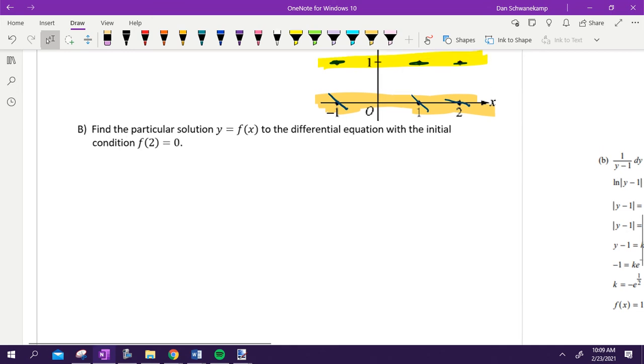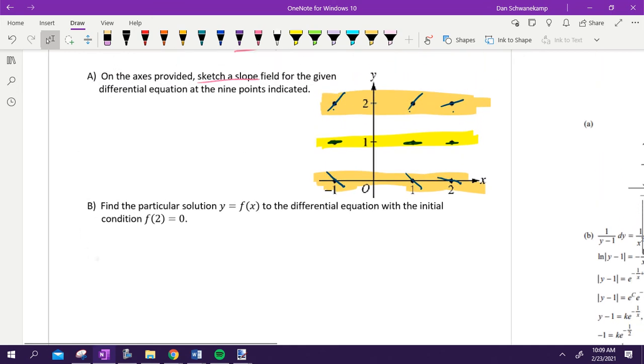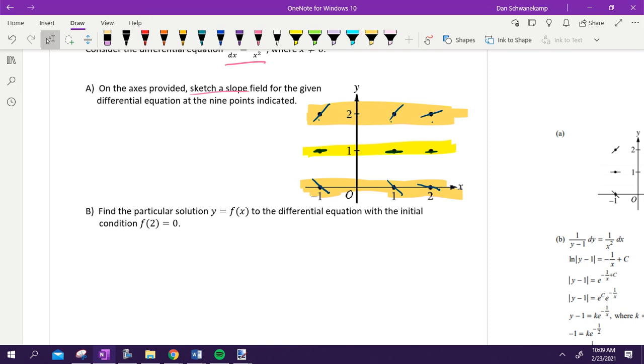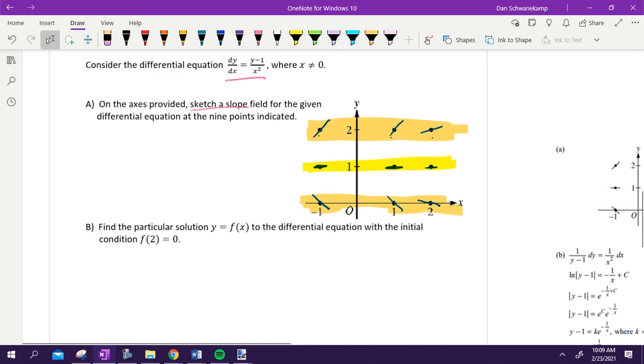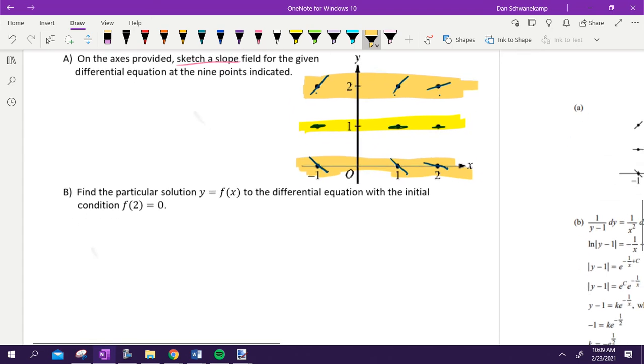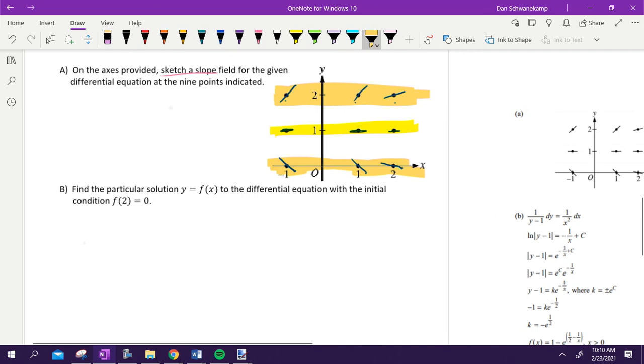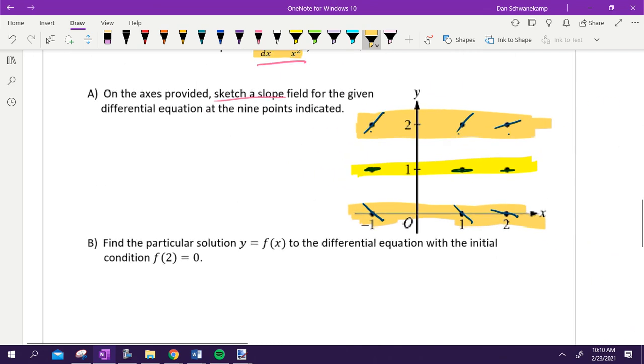Part B says, find the particular solution y equals f of x to the differential equation with the initial condition f of 2 is equal to 0. So what does that mean I'm doing with this guy? Separate, integrate, solve for C, solve for y. Okay, go ahead, work your way through that as you find your C. Show it to me with your fingers. Go.